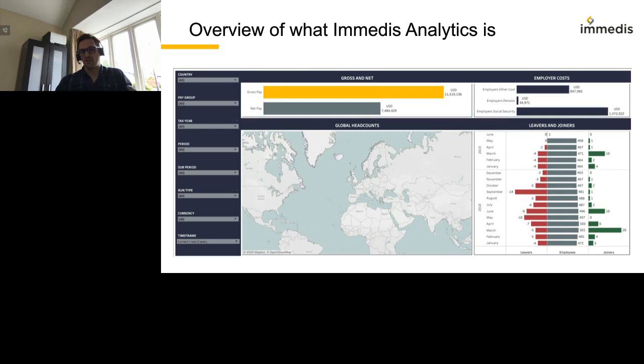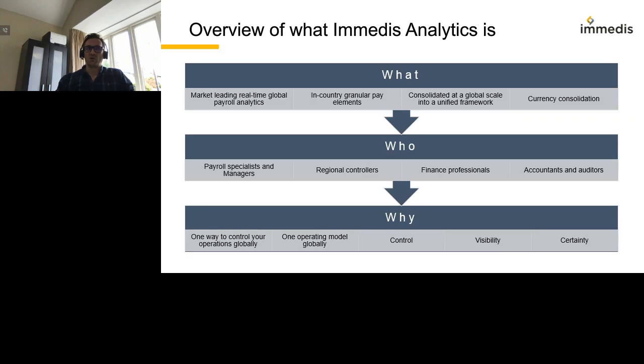And really, if you think about that concept, they're at odds with each other. And if they're not done in a structured way, how do you roll everything up into simple universal concepts and at the same time have the granularity that you need to be able to properly manage payroll at a local level? And that's really what the Immedis Analytics platform is there to do, to give you that control and structure in a uniform way and in a way that allows you to operate in a very coherent way across your organization. So really, what is it?